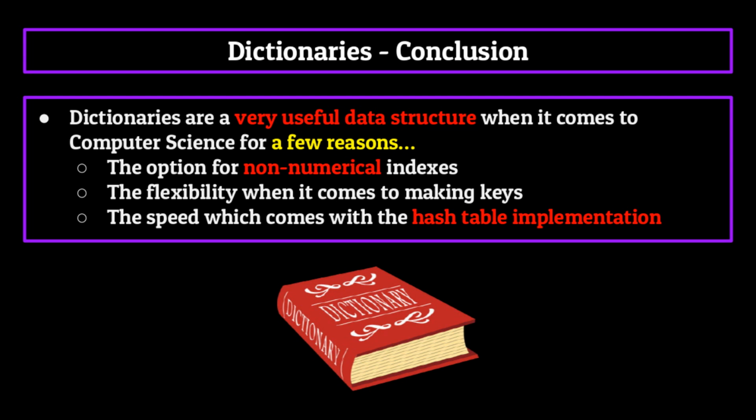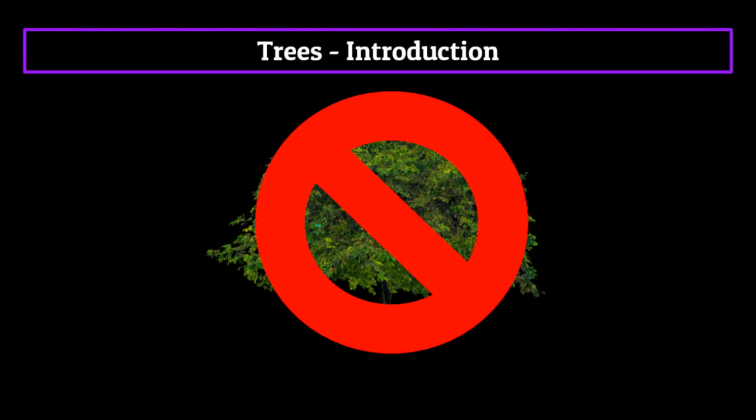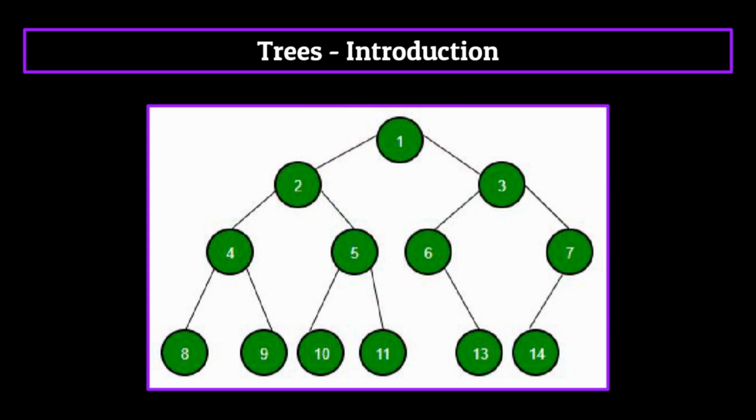With that being said, let's move on to the final few data structures as we round out this Introduction to Data Structures series. Next up on our list of data structures is the tree. No, not those big green things that inhabit the outside world and that you can climb on and get fruit from. Rather, the computer science data structure, which is way more fun in my opinion.